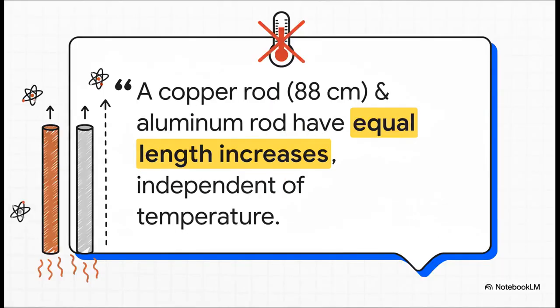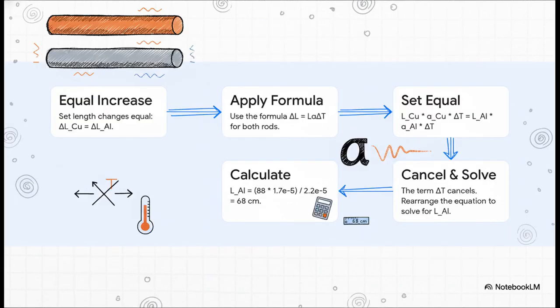So let's see this in action. Here's a question from NEET 2019. You've got 2 different rods, one copper, one aluminum, and the problem says their increase in length is, and here are the magic words, equal and independent of the temperature change. This is such a classic setup, you've got to recognize it. So how do we break this down?